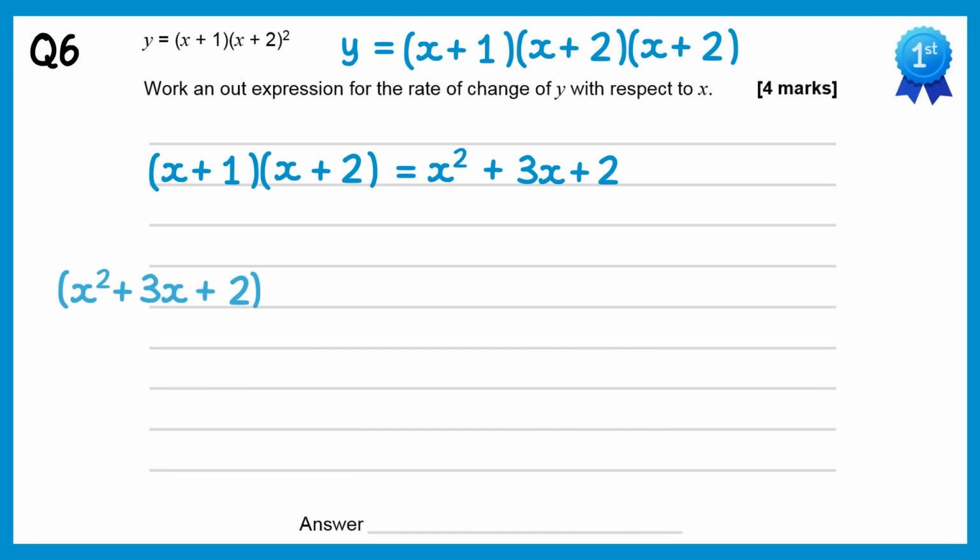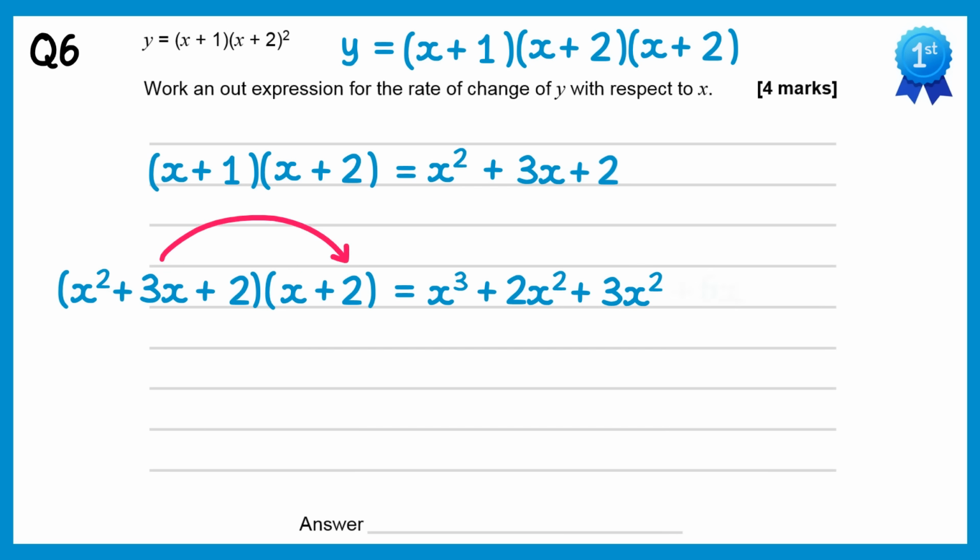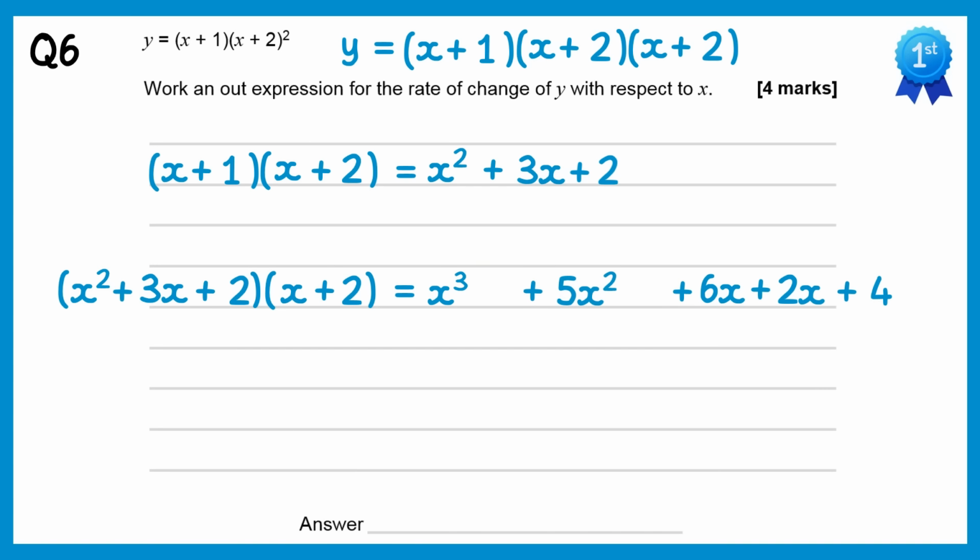We then need to times this by the final bracket, which is another x plus 2. So x squared times x is x cubed, x squared times plus 2 is plus 2x squared, 3x times x plus 3x squared, 3x times 2 plus 6x, and then 2 times x plus 2x, and 2 times 2 plus 4. We can now simplify this. If we simplify the x squareds, we've got 5x squared. If we simplify the x's, we've got 8x. So we end up with x cubed plus 5x squared plus 8x plus 4.